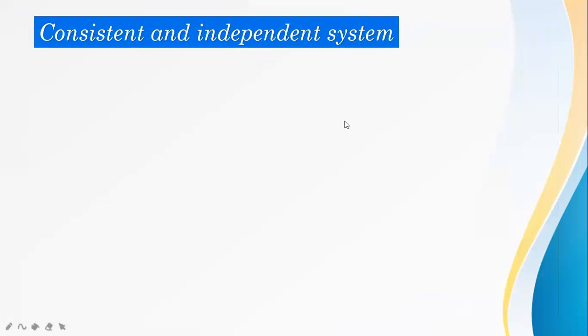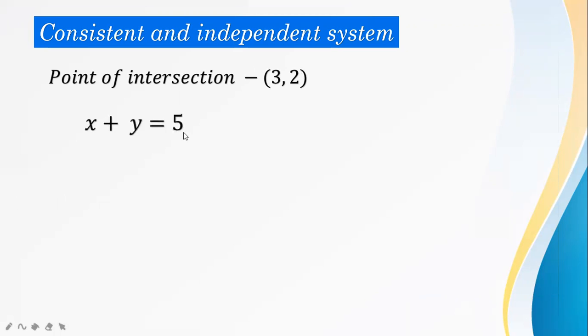Next, we have consistent independent system, point of intersection. So this will be the point of intersection, and this will be your solution. So we have your x plus y equals 5. Let us check if this one is the solution of the two given equations.